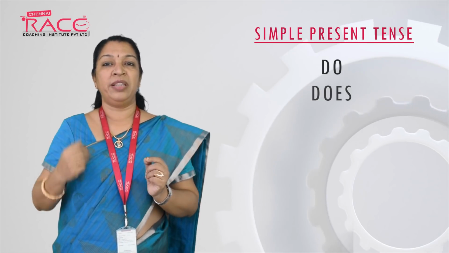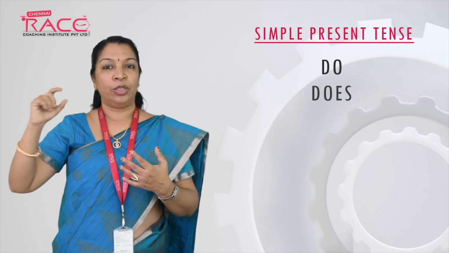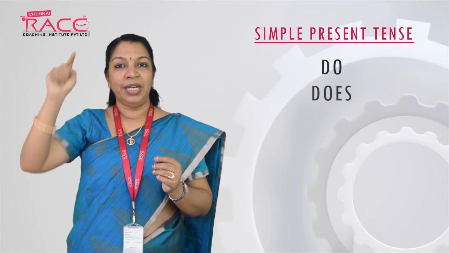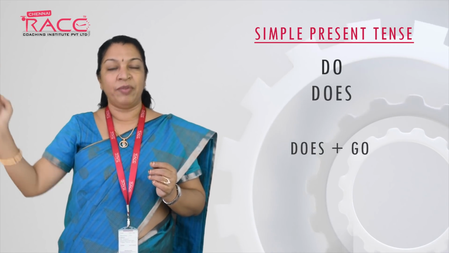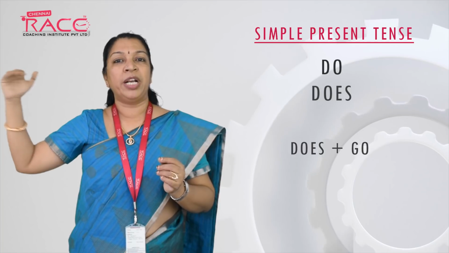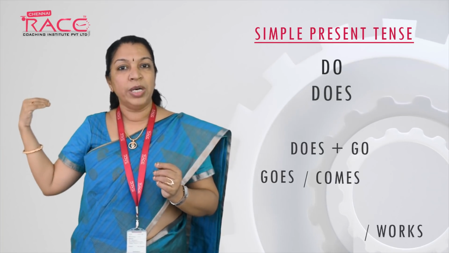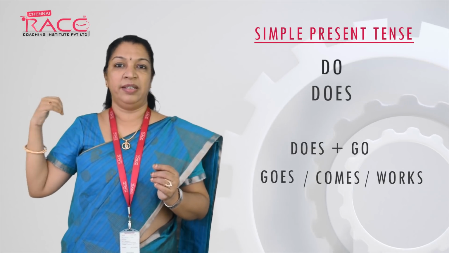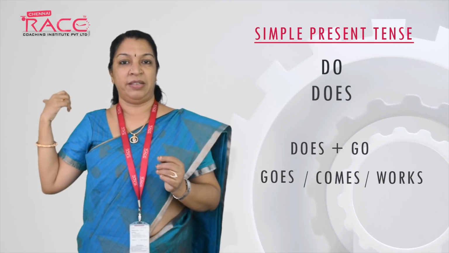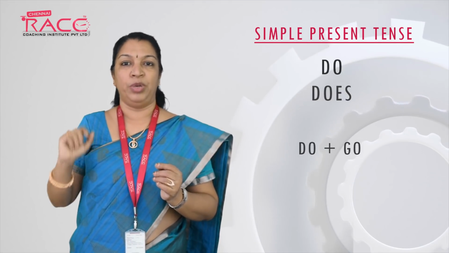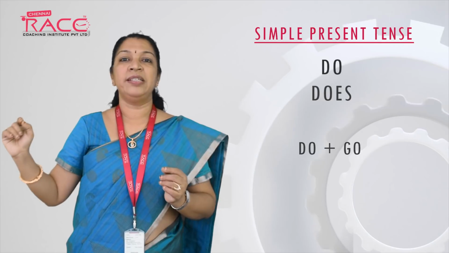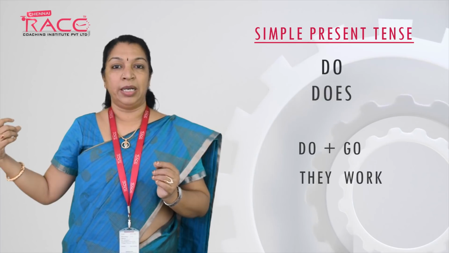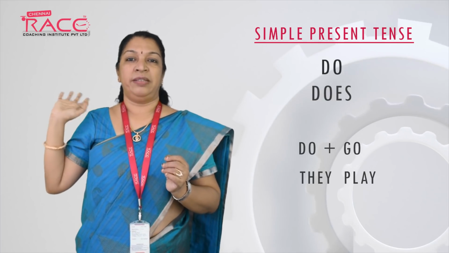In case we want to make the statements, this do and does will not appear in the answer. So we will borrow that s, does go. The s alone we will borrow. It becomes goes, comes, works. He goes, she comes, the sun rises, water boils, etc. Whereas if it is plural, do go, the answer will have only the verb. They go, they work, they play, etc.